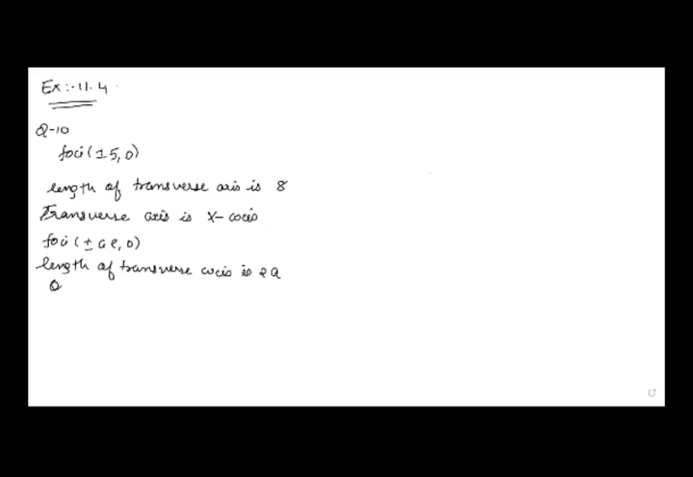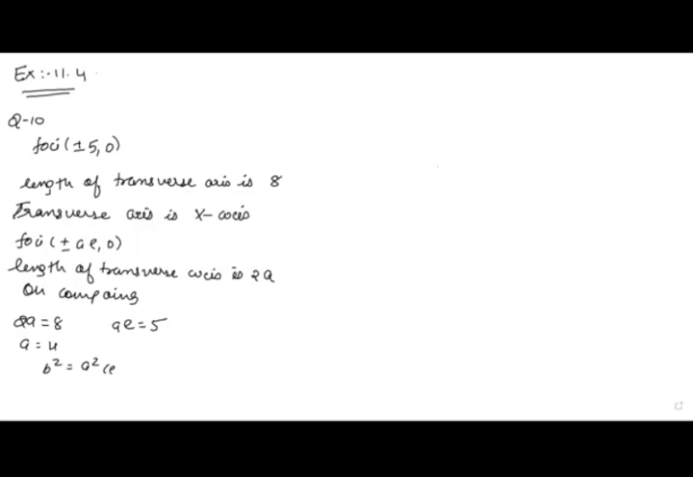2a. So on comparing, I will get 2a as 8, whereas ae as 5. Therefore the value of a is 4. As the transverse axis is the x-axis, I will apply the formula b square is equal to a square e square minus 1. So a square e square minus a square. A square e square will be 25, minus a square will be 16.